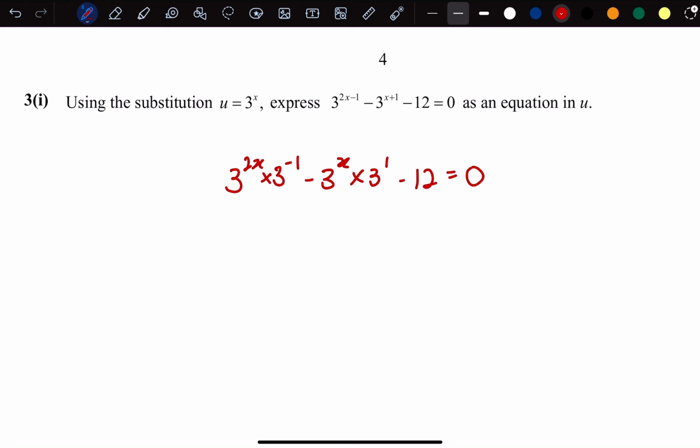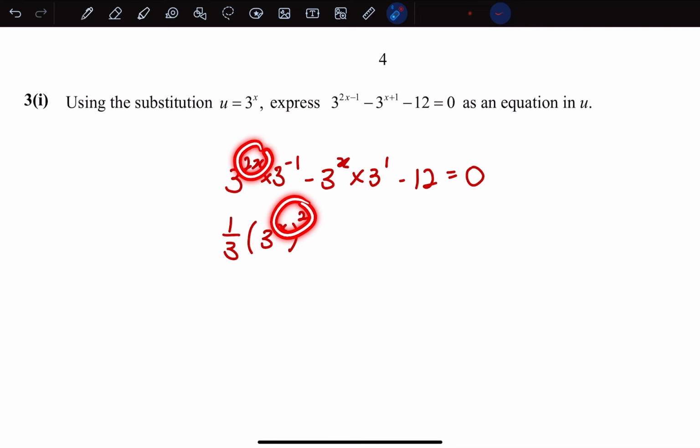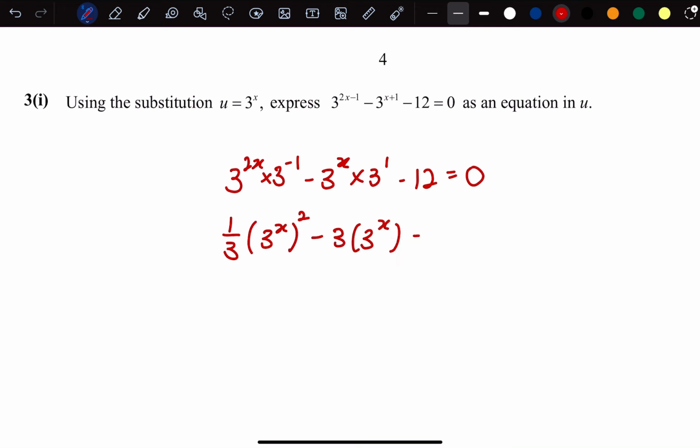I can see that I can rewrite this. 3 to the power negative 1 is the same as 1/3. 1/3 times this 3 to the power 2x can be rewritten as (3 to the power x) the whole thing squared, because by your laws of indices, this will become 2x, not x squared. Then over here, minus 3 times 3 to the power x minus 12 equals 0. Take note, even if I use brackets, it means the same as times. I just use brackets and times to show you the different steps more clearly.